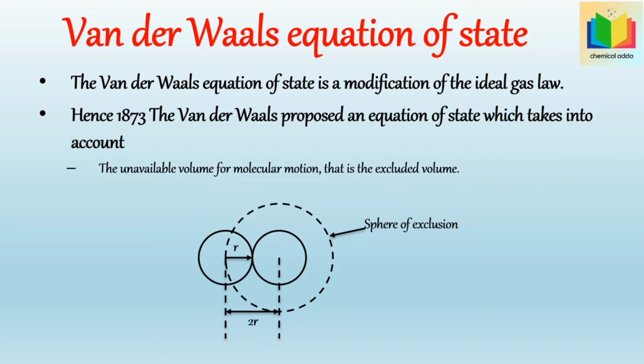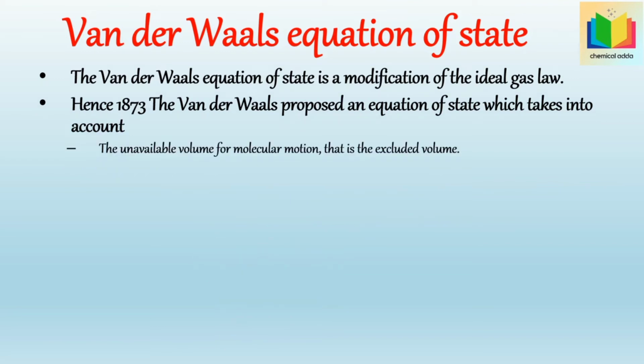So the total excluded volume, or unavailable volume for molecular motion, is b equal to 16 divided by 3 into N0 into pi into r cubed, where N0 is Avogadro's number. Hence, the free volume available is equal to V minus b.